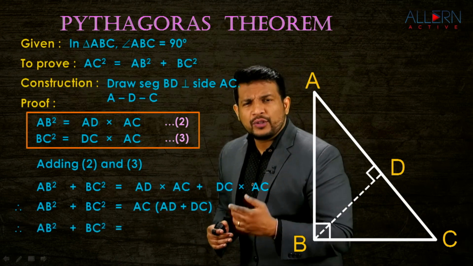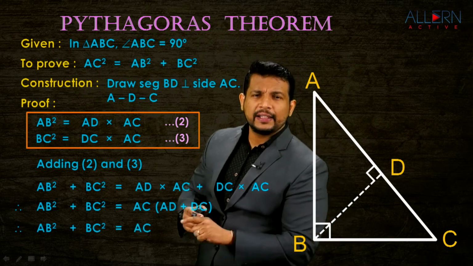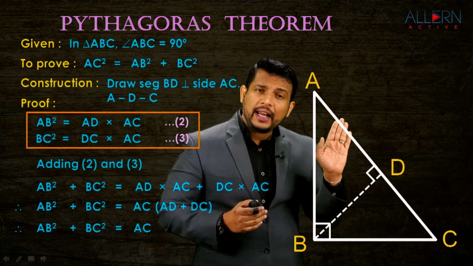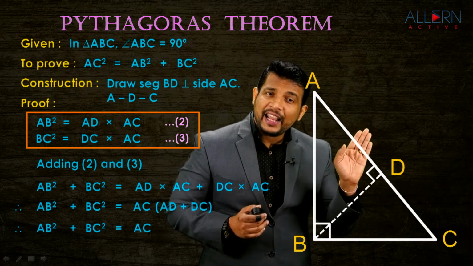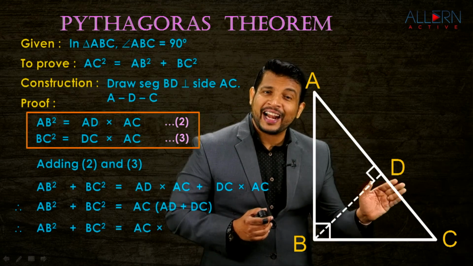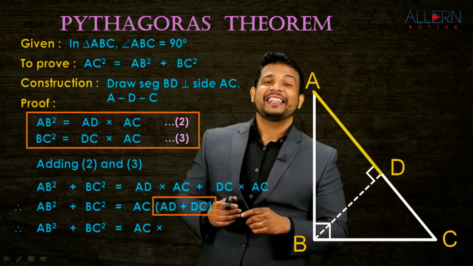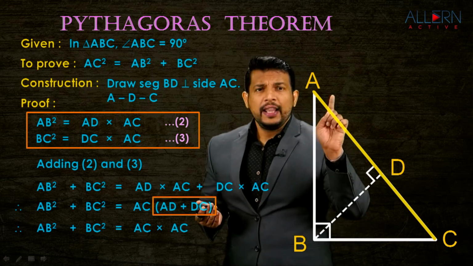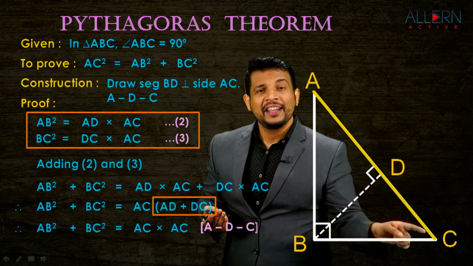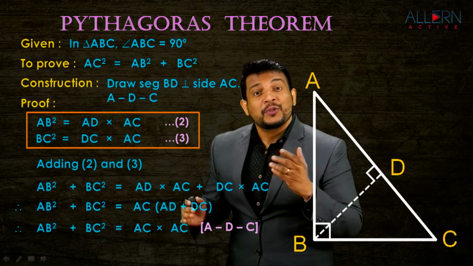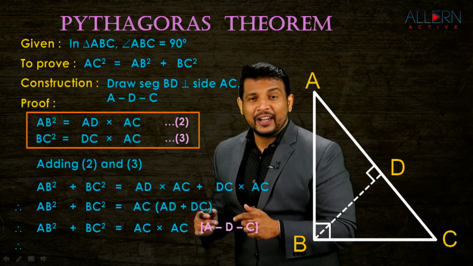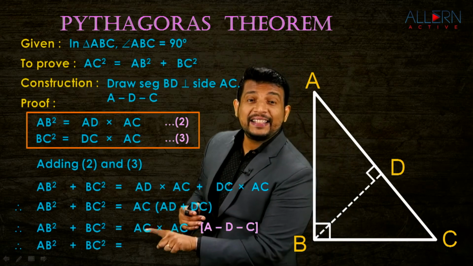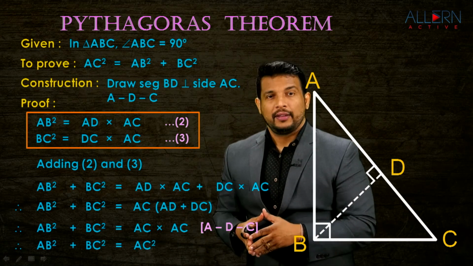Solve it further. So we get AB square plus BC square is equal to AC, which remains as it is, times AD plus DC. What is AD plus DC? Observe that in the figure. AD plus DC is nothing but AC. So we write AC there. What is the reason for that? A-D-C is a line, so AD plus DC equals AC. Very simple. Now look at the right hand side. Left hand side remains as it is, AB square plus BC square equal to, on the right hand side, AC into AC. What is that? AC square.